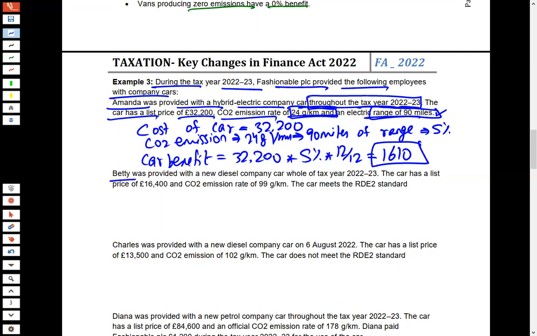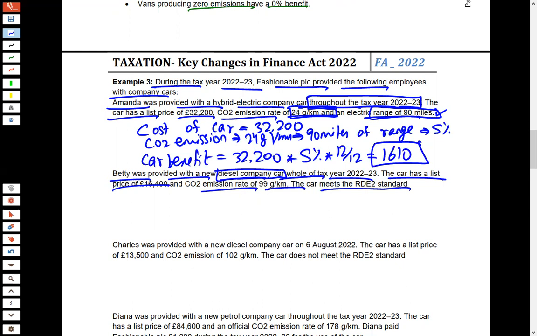Next, Betty was provided with a new diesel company car for the whole of the tax year 22-23. The car has a list price of 16,400 and a CO2 emission rate of 99 grams per kilometer. The car meets the RDE2 standard. So I hope you understand that if the car meets the RDE2 standard, there is no need to add a further 4%, right?